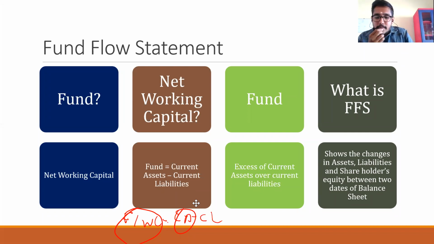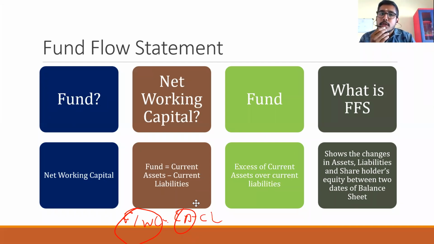Let me tell you how to prepare this. Just before this, you are okay, no? Fund flow statement. Fund means it is working capital. Working capital means current assets minus current liabilities. So this fund flow statement helps us to analyze the changes happening in all the items in the balance sheet between 2 periods, and the reasons why they change. That is the main thing with fund flow statement.